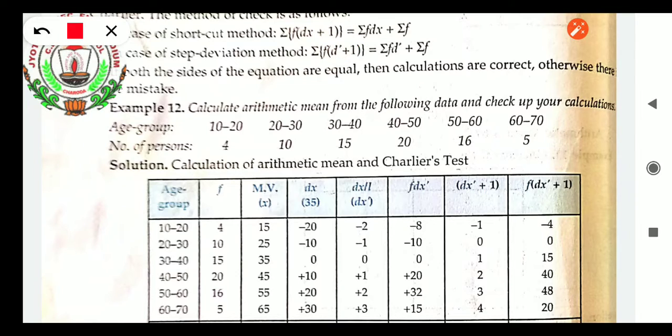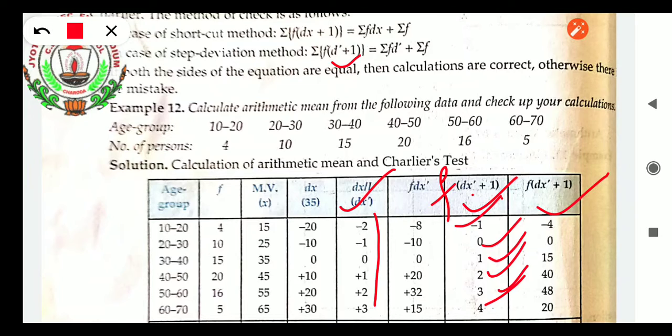So if we are taking, what we will get: dx dash plus 1, minus 2 plus 1 is minus 1, minus 1 plus 1 is 0, 0 plus 1 is 1, 1 plus 1 is 2, 2 plus 1 is 3, 3 plus 1 is 4. How I have taken, I said, the dx dash value which you are having, to that you have to add plus 1. Then this dx dash plus 1 what you got, you have to multiply it with f, then it will become f into dx dash plus 1, which is needed in this particular question formula.